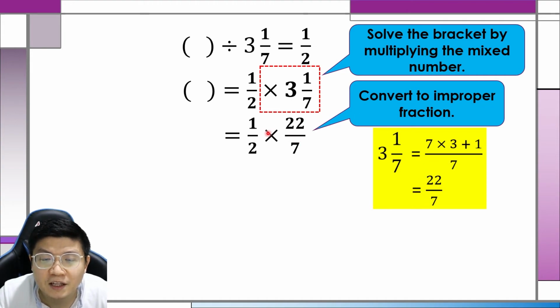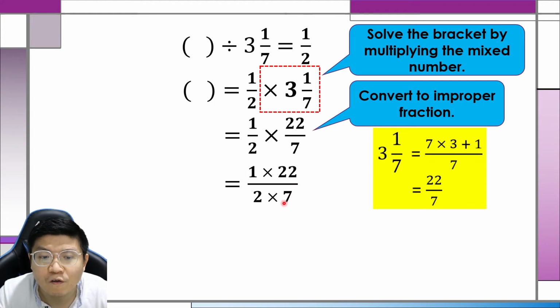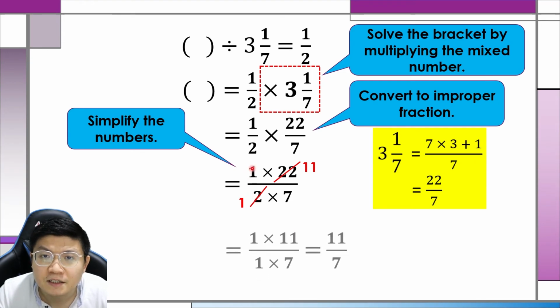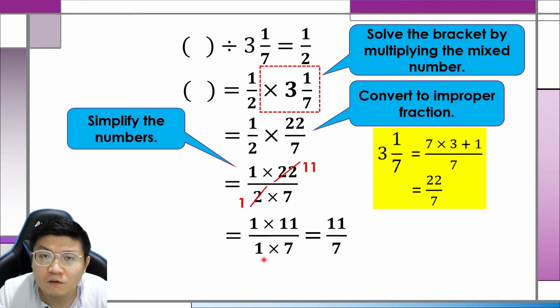Okay, after that, numerator multiplies with numerator, denominator multiplies with denominator. So 1 times 22 over 2 times 7. If you can simplify, you do it. Right? Here, I found out the times table of 2, I can simplify. Okay, and I get 1 here and 11 here. Okay, then 1 times 11 over 1 times 7. So I get 11 over 7.